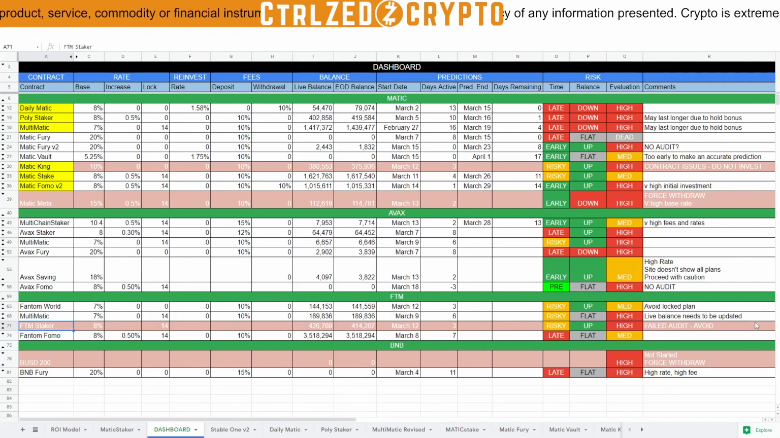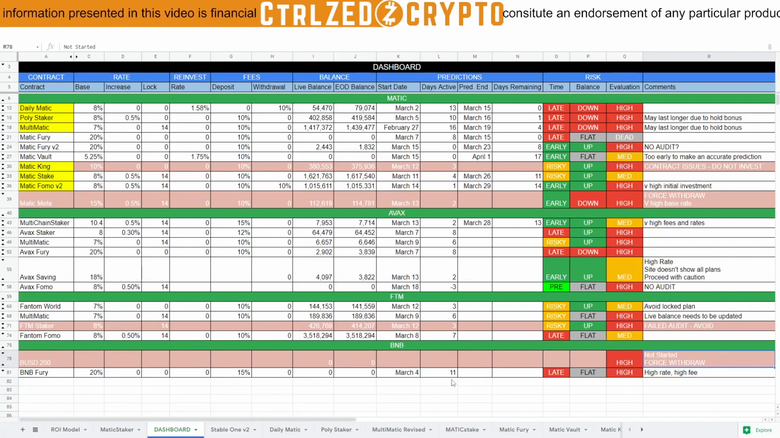Phantom Staker, I just wanted to call that out. It has actually failed an audit, so that's a strong avoid on Phantom Staker. I would stay completely away from that. And Phantom Fomo, we're late to the party. It's 7 days old, and probably I wouldn't invest in that either at this late stage. And the BNB ones I wouldn't even consider at this stage, the Binance Chain ones, just because we're late to both of those, BNB Fury and the BUSD that has the forced withdrawal. So not much going on right now on the Binance network.